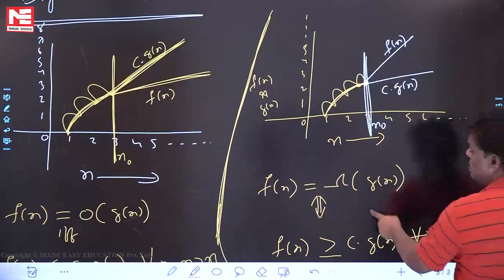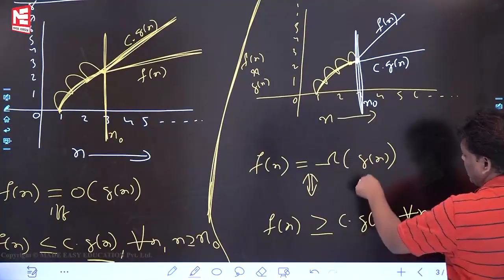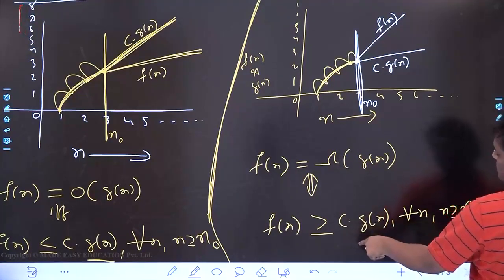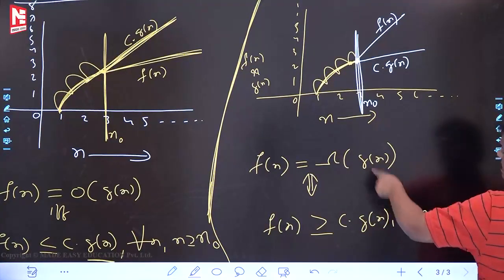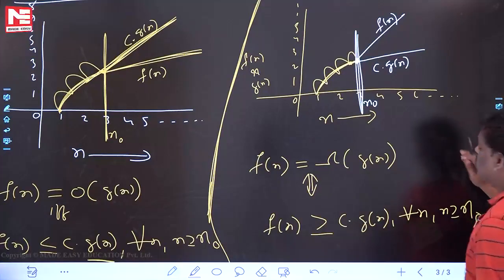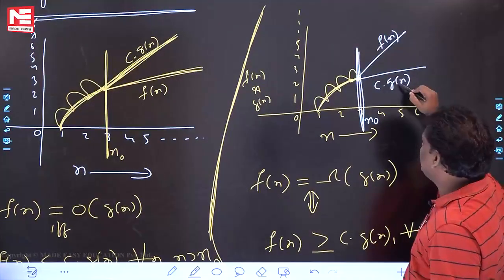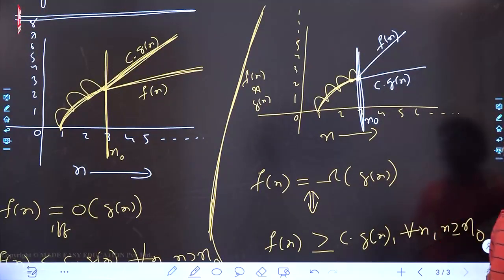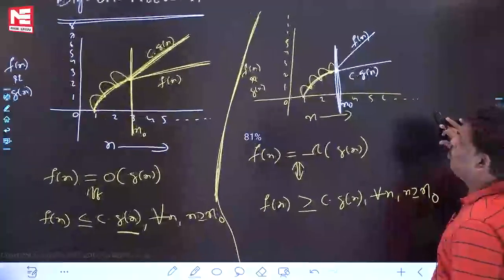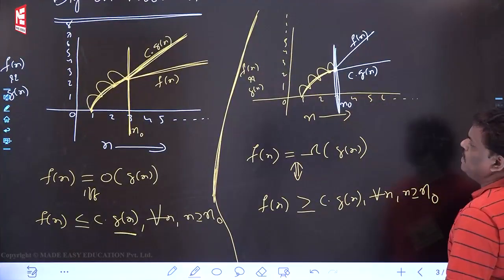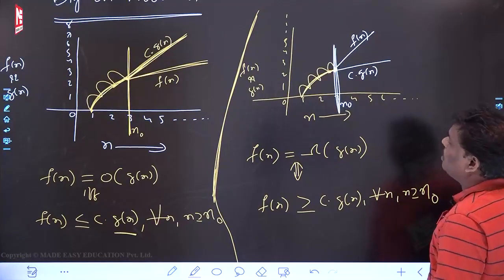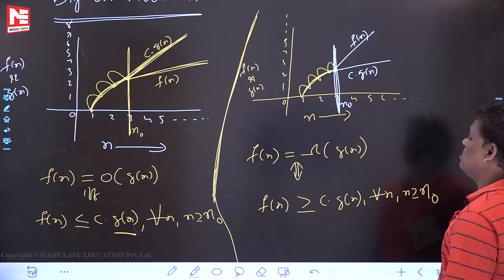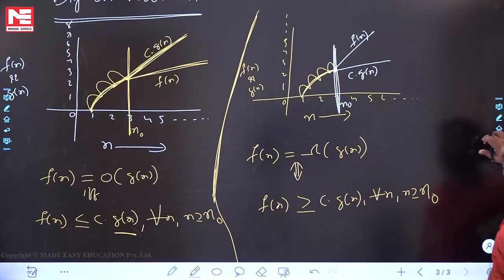Always remember, c is kept for the function on the right hand side, for that one only. After taking c's help, g is saying, I am smaller than or equal to f of n. From which place onward does this relation hold good? From n0 until infinity. If you know big O, you know omega. Before n0, I cannot say anything. From n0 onwards, I can see clearly the relation between them. This is called omega.